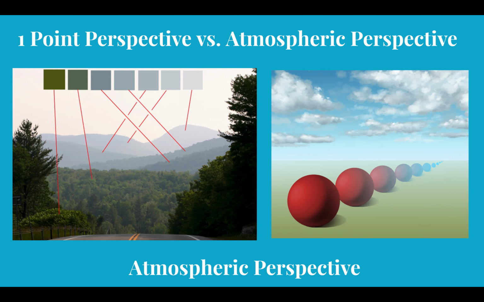When you have atmospheric perspective, that means we don't have any straight lines in our composition. We don't have any roads. We don't have any railroad tracks. And so what we use is value, a shift of value specifically to show depth.